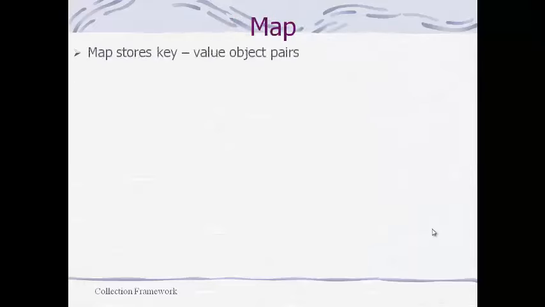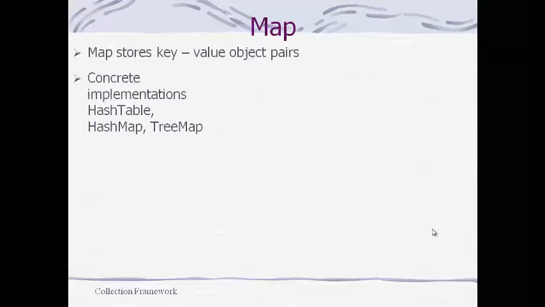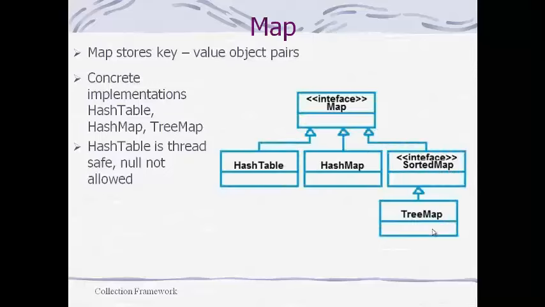Map stores key value object pairs. The concrete implementations are like hash table, hash map, tree map. Hash table is thread safe, null not allowed. So this is the architecture hierarchy. Map is the interface; hash table, hash map, and tree map are concrete classes.